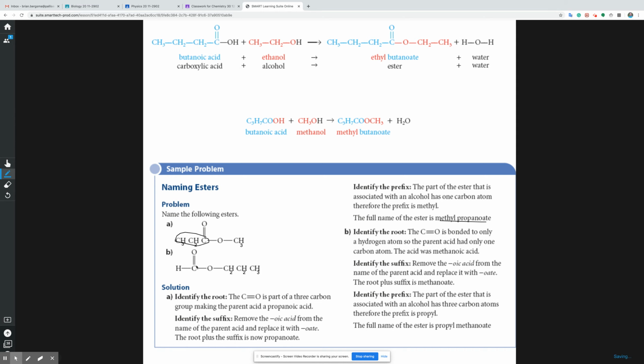This one, we have 1 carbon coming off, our ester group. And then over here we have 3 carbons, so this would be propyl, because that's the prefix. This is our root name, methanoate. So propyl methanoate.